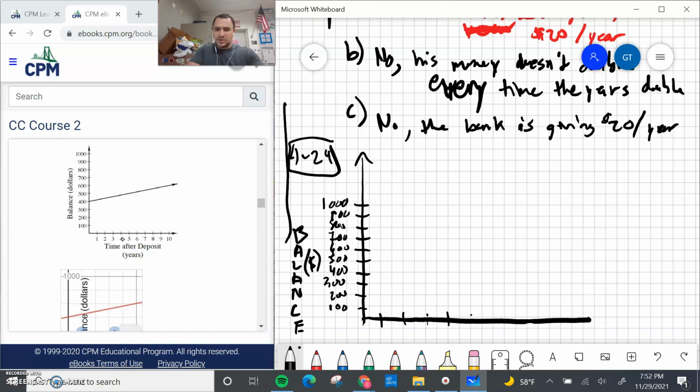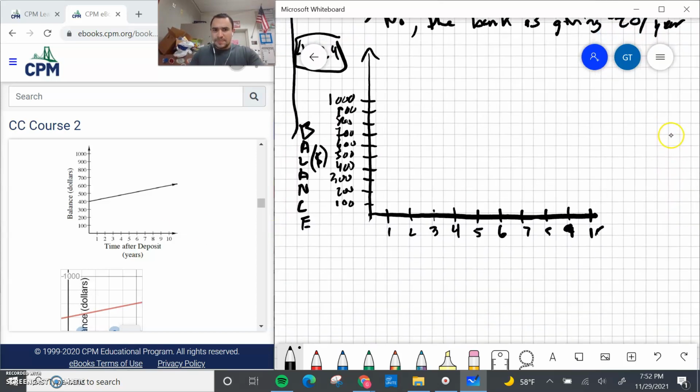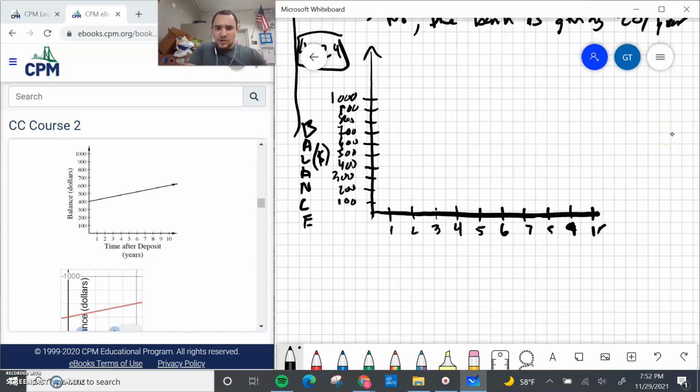I'm going to skip a line just so we can have some space. 6, 7, 8, 9, 10. So 1 year, 2 years, 3, 4, 5, 6, 7, 8, 9, 10. All right, now we have this graph. If you notice, this is a point and it kind of steadily goes, and after 5 years it's going to go to $500, and in 10 years it's going to go to $600.